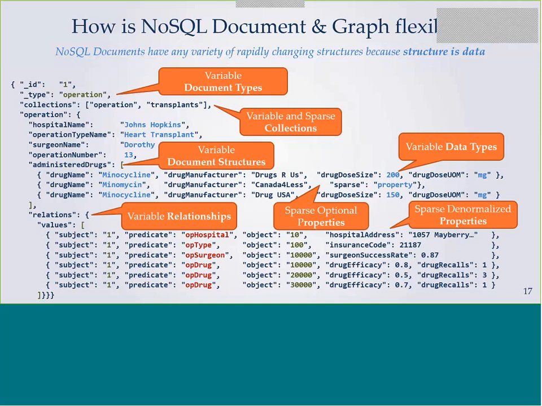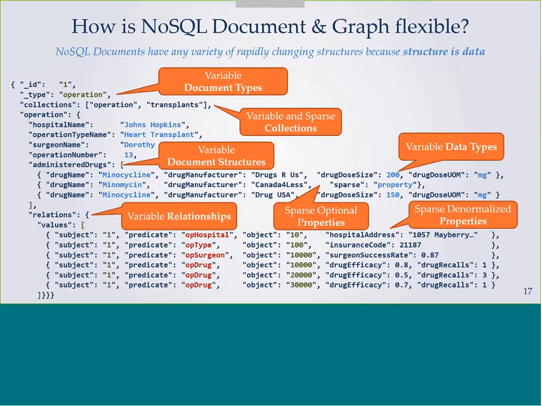You can have sparsely normalized properties, but denormalization is completely optional. For example, hospital address is something you might add for performance reasons or for search reasons, for better search resolution, because you might search on hospital addresses in context of operations, but it's not necessary. But notice that this is a foreign key.